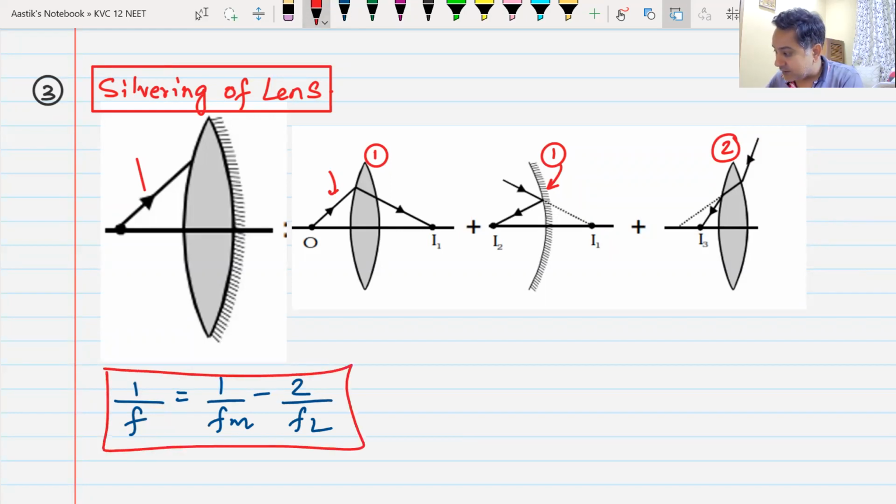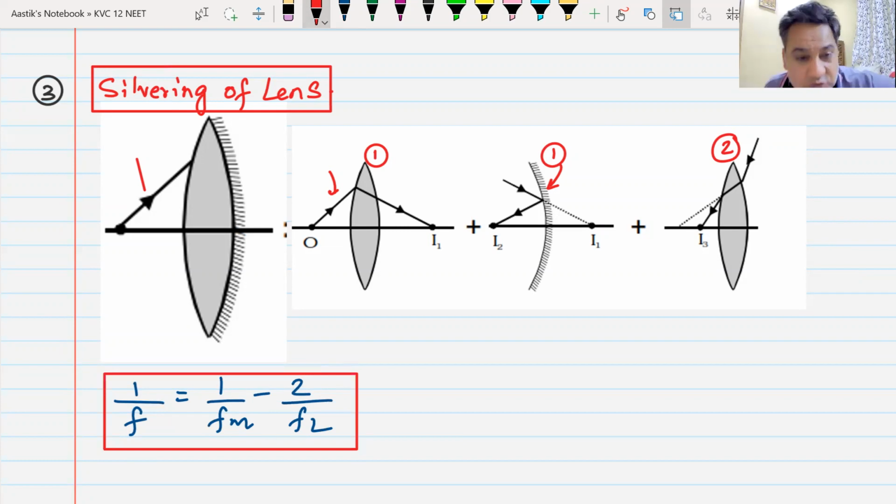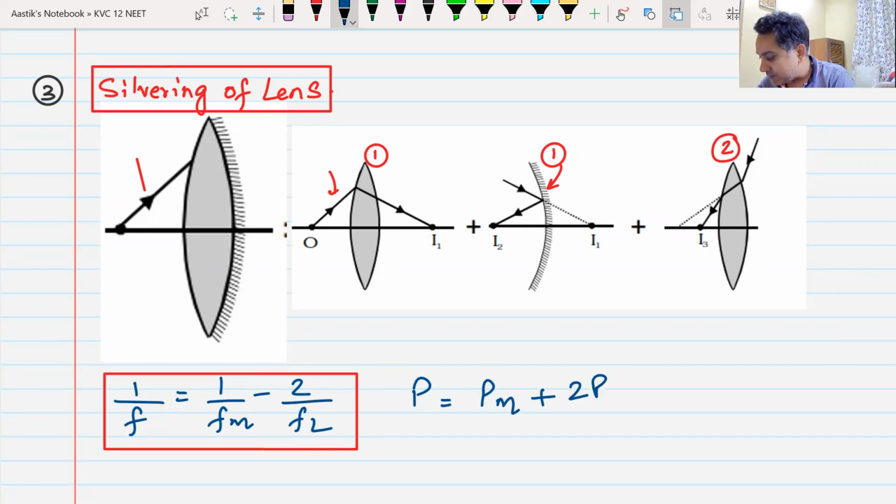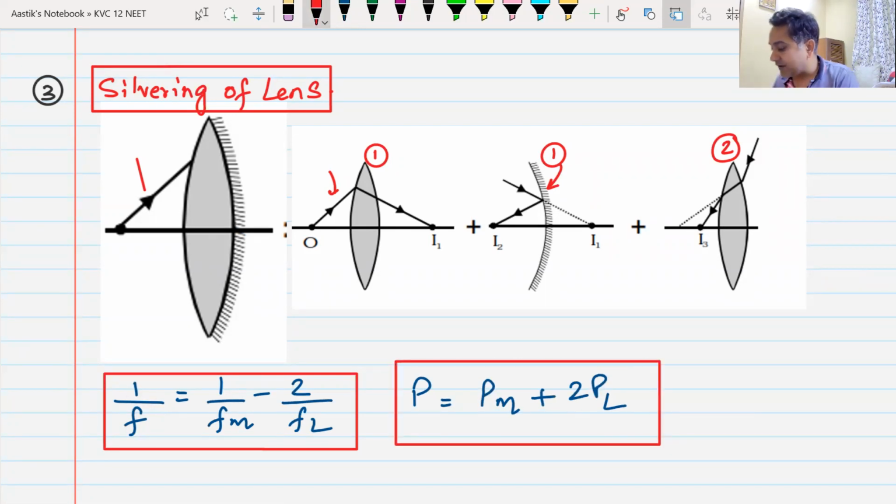Yes or no? No, yes. Raise hands will give me more confidence that we have understood the same concept. You can also write this formula in terms of the power. Power of the combination will be power of the mirror plus 2 times power of the lens. I hope you have understood this. This is all that you needed to know. I'll give you 2 minutes. See this. If you have any doubts, ask. Else, I will give you some questions where you can lock this topic away forever. 2 minutes for your doubts and to note it down.